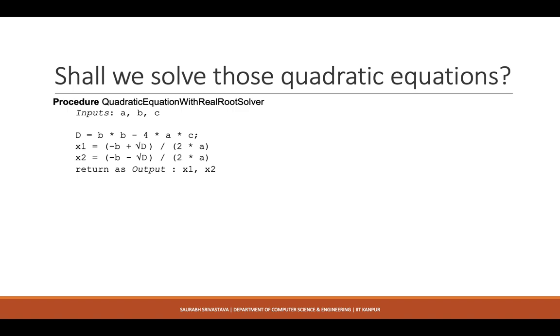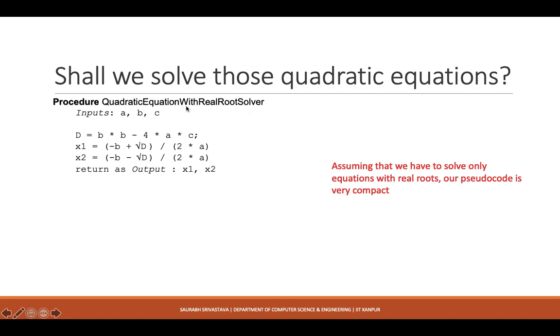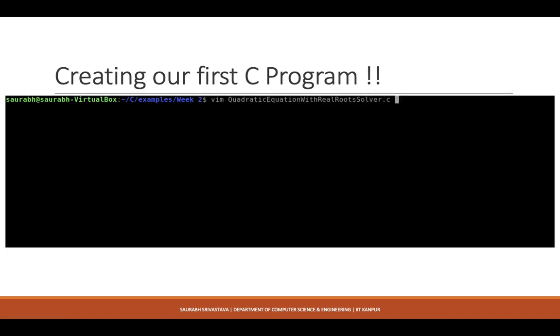So let's go back to the same quadratic equations that we've been seeing till now. If we assume that they are having only real roots, I've just named this procedure with real root because we are only assuming that these are going to have real roots. So now this pseudocode is very compact. You simply calculate the discriminant and then you find these two roots and then you output them somehow. So now let us start with our first C program.